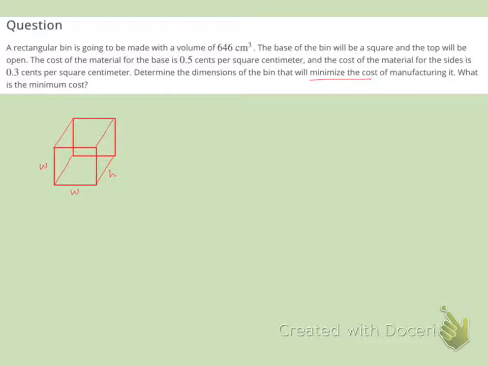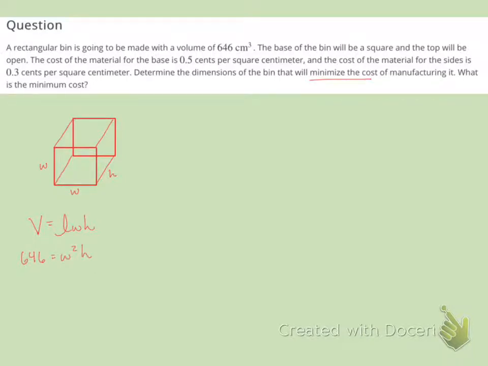So I drew my bin here. It's sideways, but that's okay. And instead of using length and width, because I know that the base is a square, I used W for both sides. So having a volume typically of a bin like this, a rectangular bin, would be length times width times height. But I know that the length and the width are the same. I also know that the volume is 646. So I'm going to write this like that.